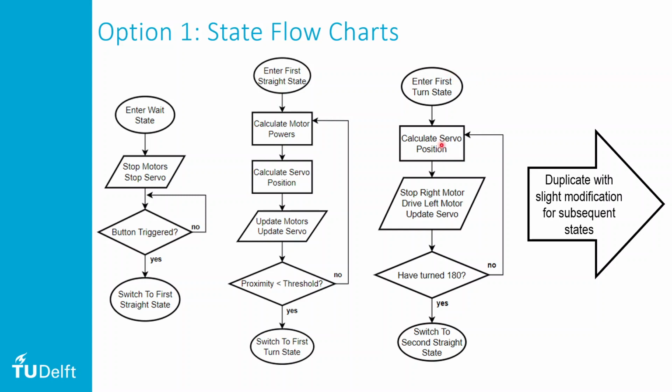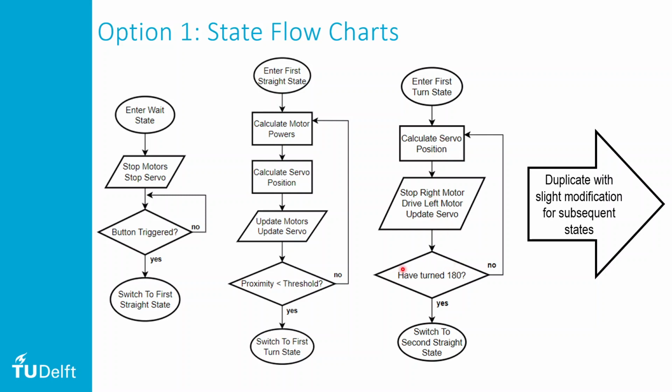So here we come. Now for this, what we need to do is calculate the servo position, because we need to keep oscillating that pen while we're turning. Then there are some small differences in how you could do this, but basically we need to stop the right motor and drive the left motor so that we turn to the right. We also need to update the servo with this value from here.